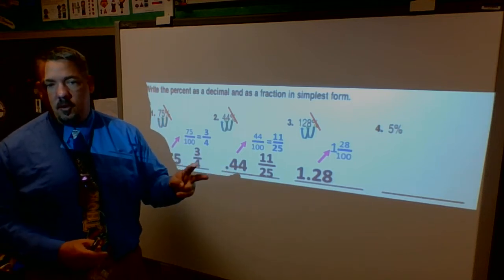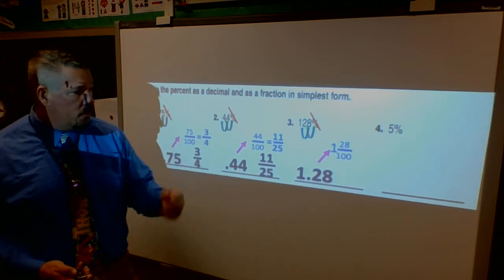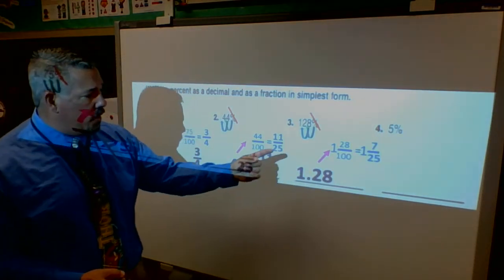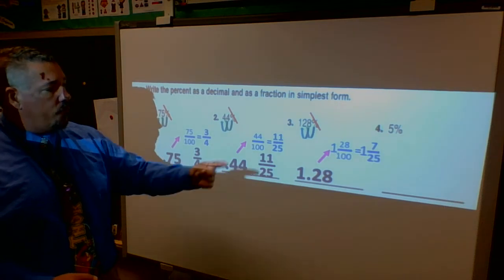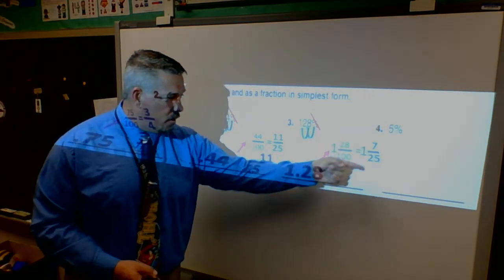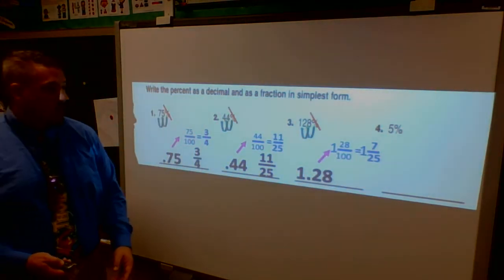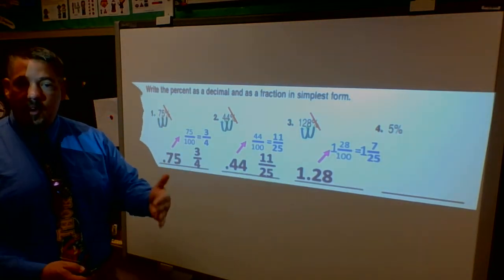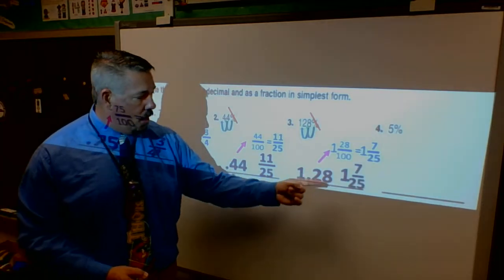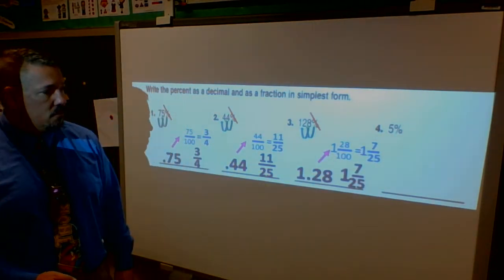I could reduce by 2, then I'd have to reduce by 2 again. So if I reduce by 4, then I know 4 goes into 28 7 times, and once again, there are 4 quarters in every dollar, so it goes into 100 25 times. So my final answers are 1 and 28 hundredths, which is the same as, in mixed number form, 1 and 7/25.